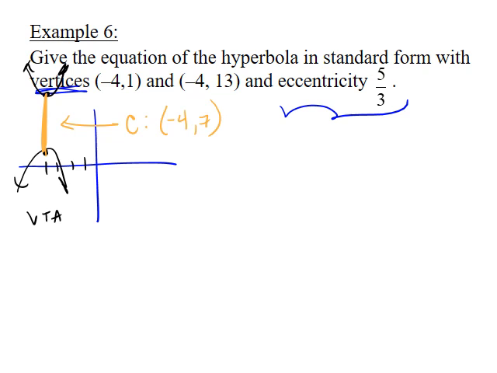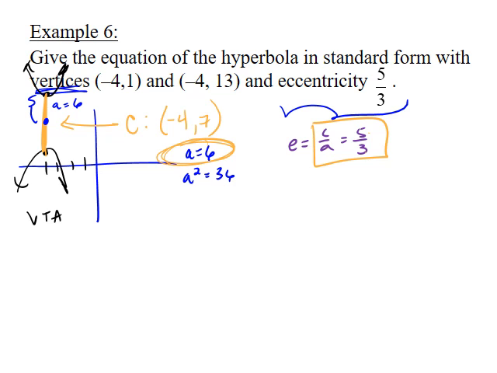This also helps me identify A. A is going to be 6. All right, so A is 6, which means A squared is 36. Now I'm going to use this eccentricity. Remember, E is C divided by A, which is 5/3 in this case. A common misconception is that C is 5 and A is 3, but we just found A to be 6.